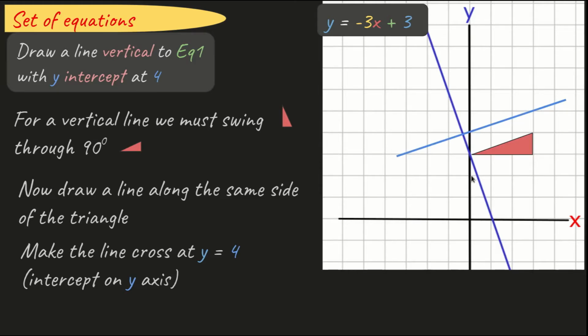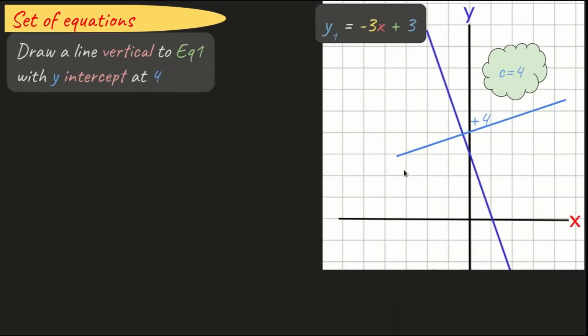C is equal to 4. And we move our little triangle up. We now have a vertical line because we swung the triangle through 90 degrees and we drew a line on the same side as what it was. We now have a vertical line to y is equal to negative 3x plus 3. So, the first part of our equation is y2 is equal to mx plus 4. That's what we know. What is the new slope? What is the new m2?